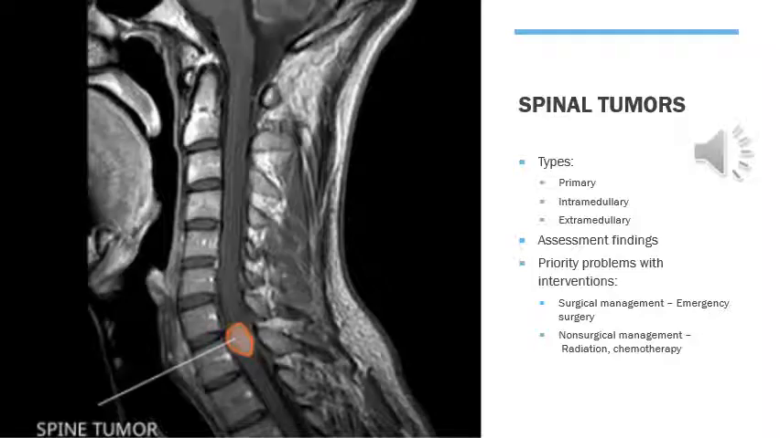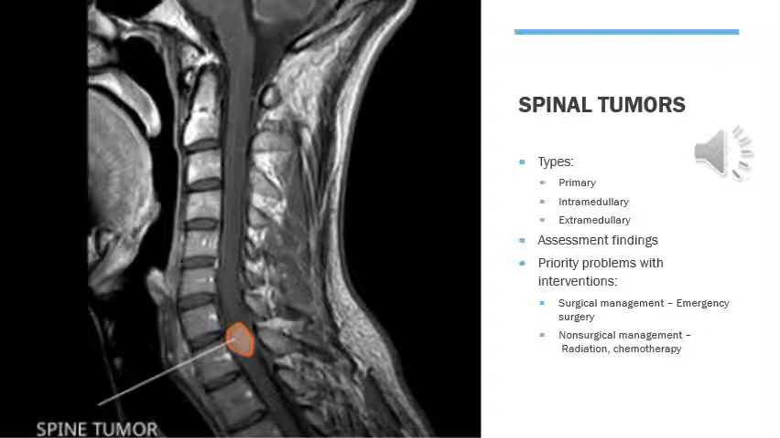There are three types of spinal cord tumors. Primary tumors originate in the spinal cord. Intramedullary tumors are in the cord, and extramedullary tumors are outside the cord within the spinal dura. Most of the time, these tumors are metastasized or secondary to another cancer site. The assessment findings depend on the location.